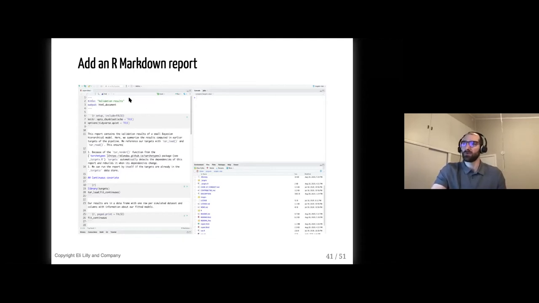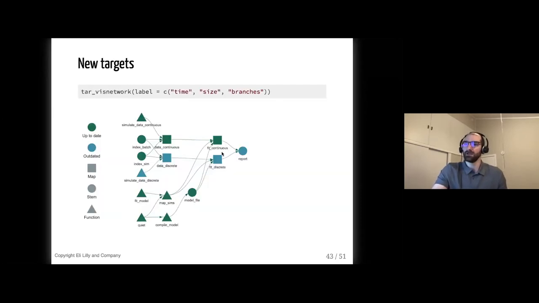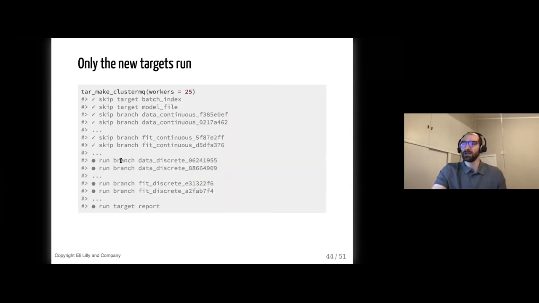You could either run this report in the console by clicking the knit button in the RStudio IDE, or you could run it in a pipeline with this tar_render function from the tarchetypes package. When we look at this graph again, because tar_render actually crawls through the report and detects dependencies automatically, it knows it depends on these models, as well as the functions and data upstream of that. So when you run the pipeline again, it's only going to run this discrete data and this report. It's going to skip all this expensive work with the continuous model.